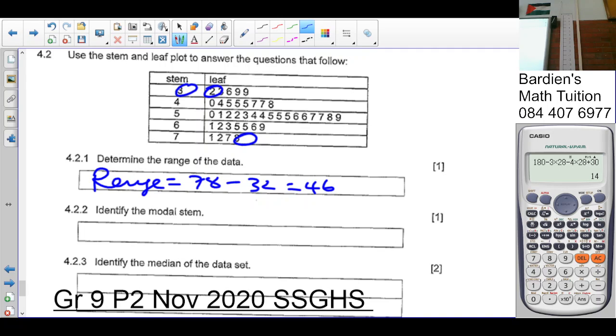46. Okay. Identify the modal stem. Now the modal number is the number that has the most. Modal stem is the stem that has the most. So it's going to be 5, or 50. Should have been 50. Let's check the answers there. Is it 5 or 50?